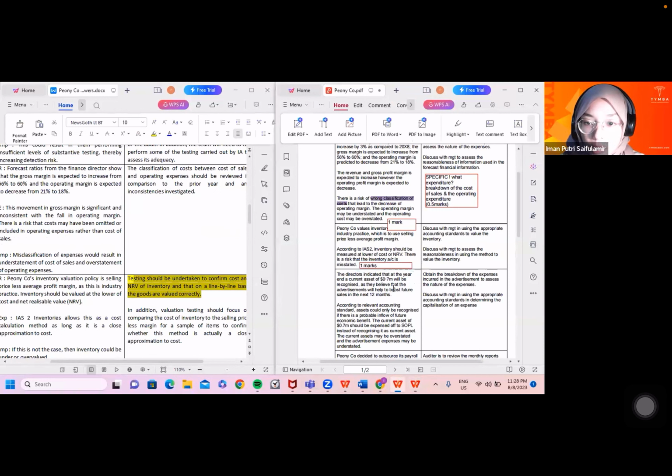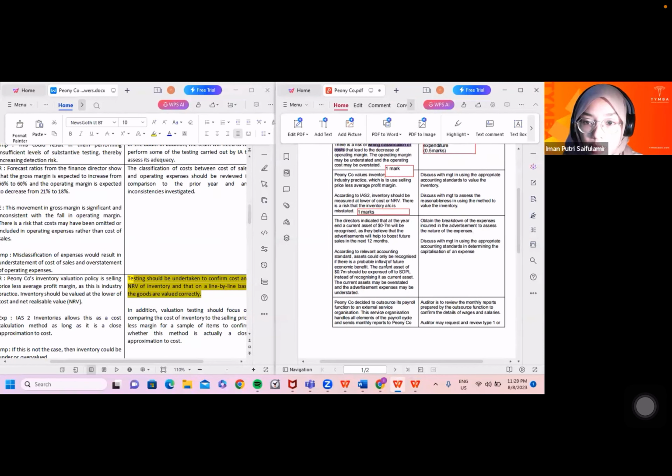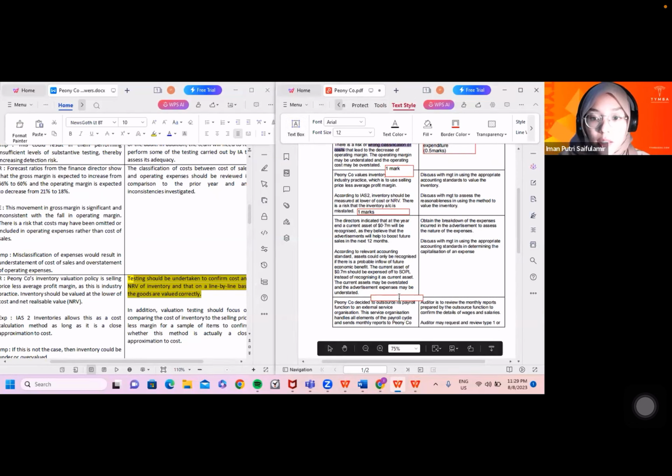So the next point: the directors indicated that at the year end, assets could only be recognized if there is a probable inflow of future economic benefits. Okay, this is accurate. This is how you can word it. This is a good attempt. The current assets may be overstated and the advertisement expenses may be understated. Whose is this? Is this Ain? Okay, so this is a good attempt because she did not say any IAS, because even in this case it's very unclear what accounting standard this is under. So we just say according to the relevant accounting standards. This is 1 mark.